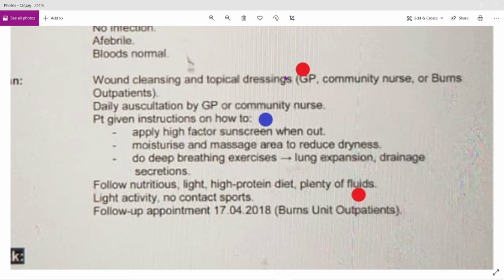How can we change that into a sentence? You can think: daily dressing by GP or community nurse. So either this one, GP, or community nurse, someone has to do the dressing. Patient given instruction on how to. So here it is like patient given instruction. Already the instruction, you can read this once.